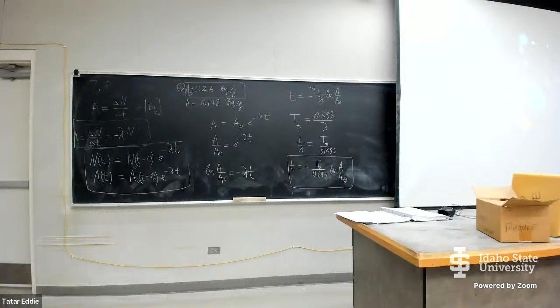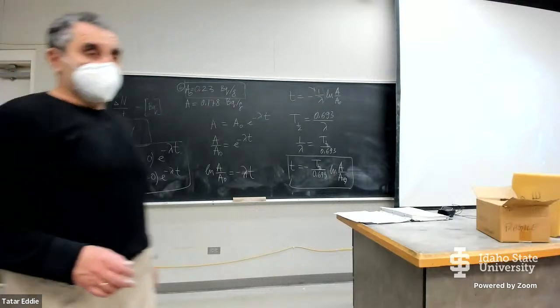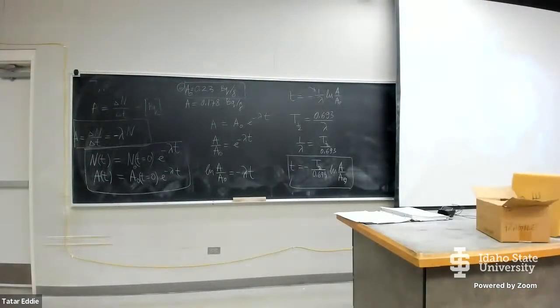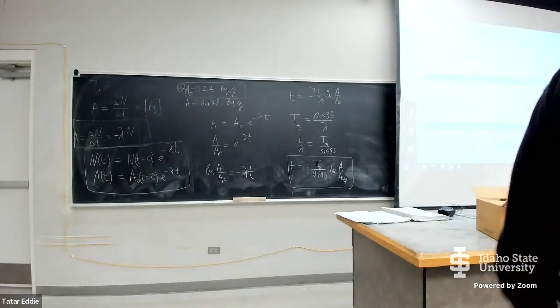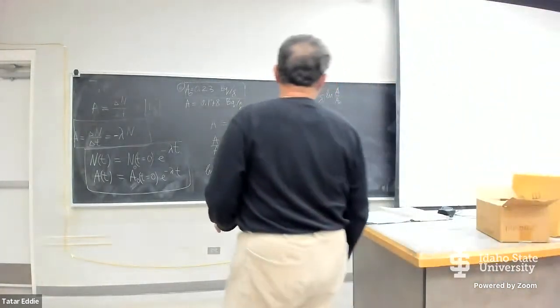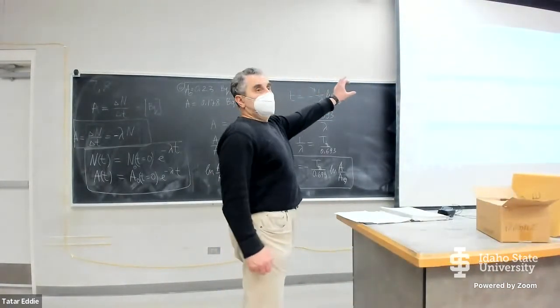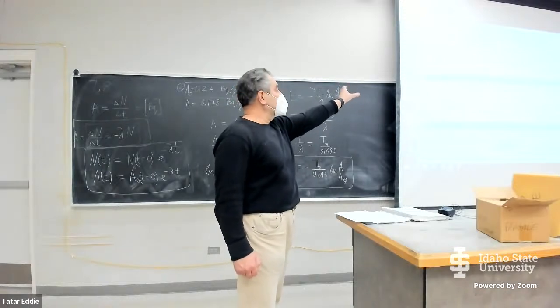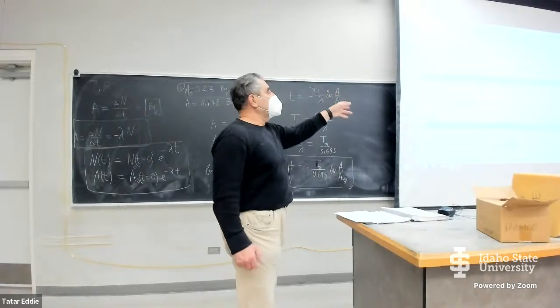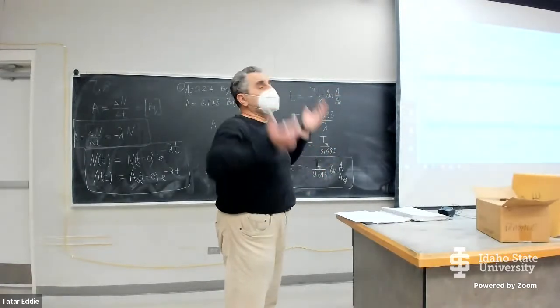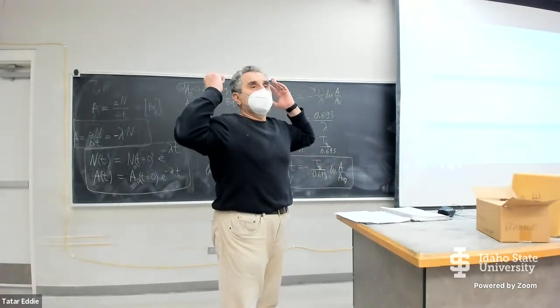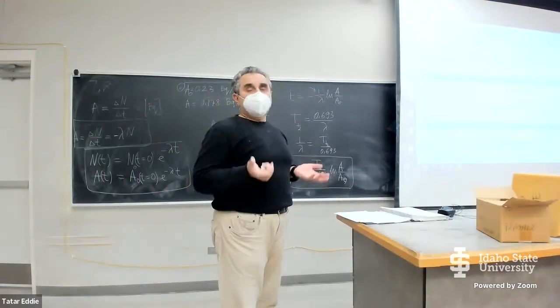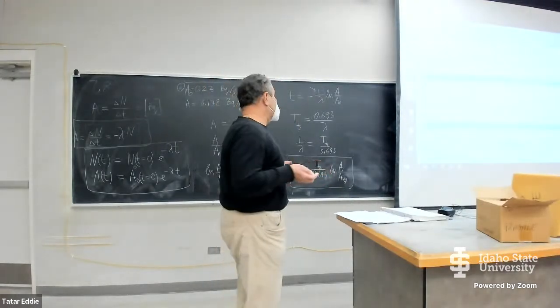Okay, so problem number 7 is very similar. It's practically identical. The only difference is that they don't give you the activity of a sample containing 1 gram of carbon. They give you the activity of a sample that contains 10.2 grams of carbon. So what do you have to do?